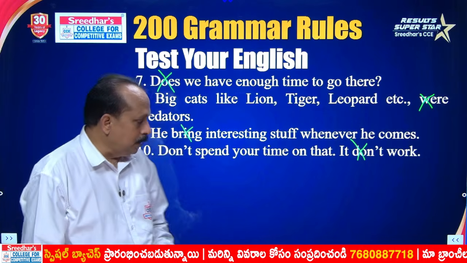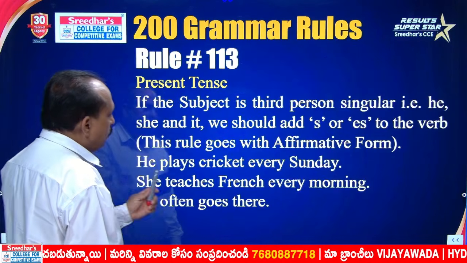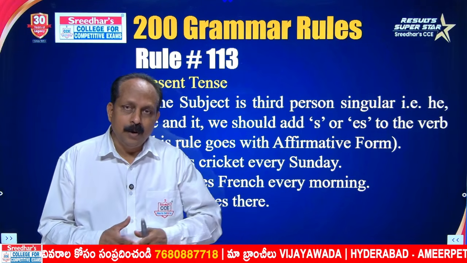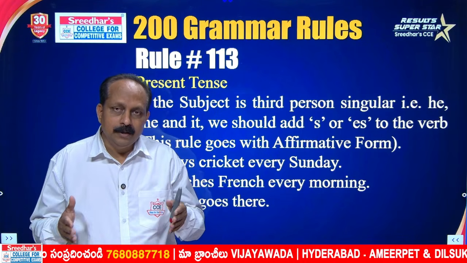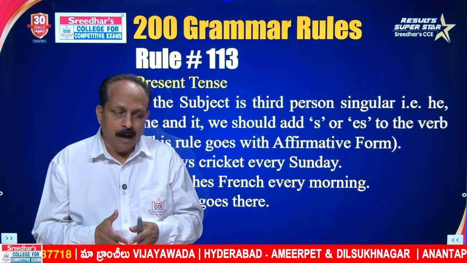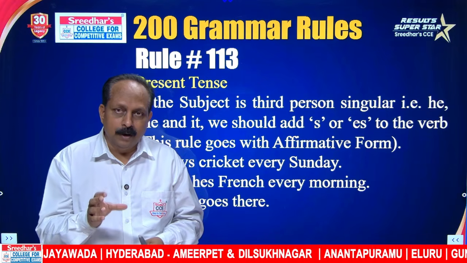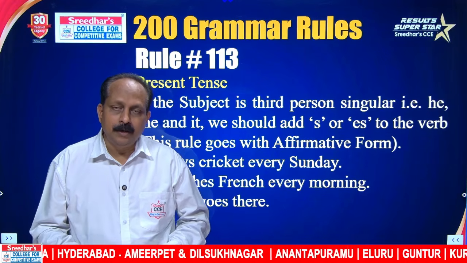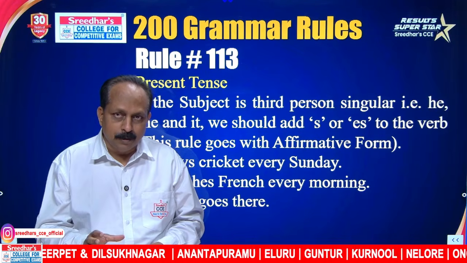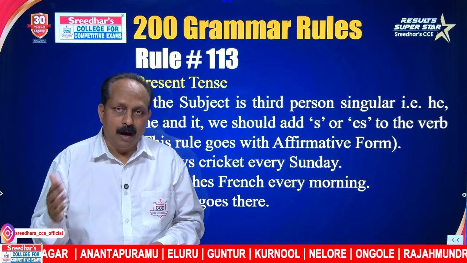If you remember, today we'll start with rule number 113. So far I have done 112 rules. All these 112 rules go with the first part of English grammar. What is that first part? The topics that depend on words. In English, we have 8 lakh words. All the 8 lakh words are nothing but 8 parts of speech, except a, an, and the. They are known as articles.